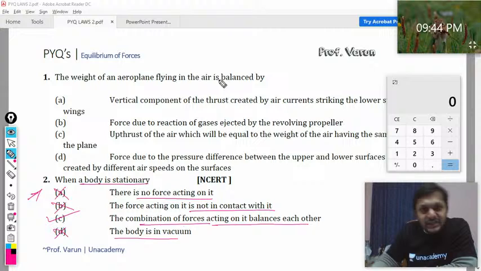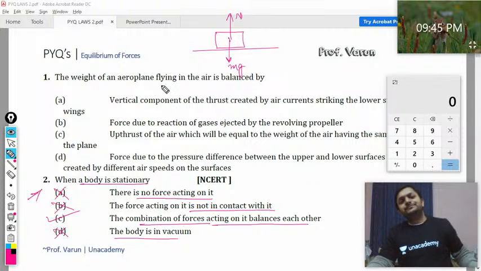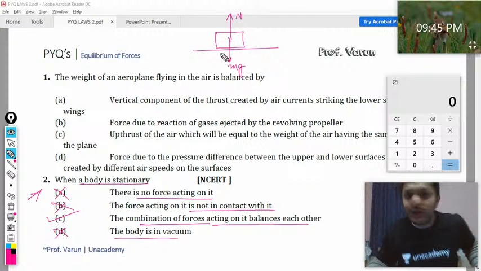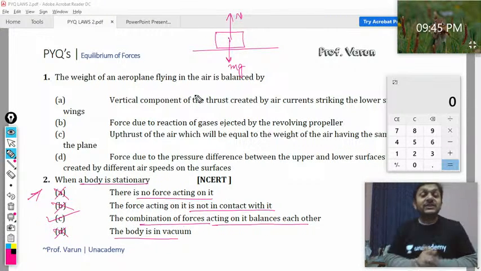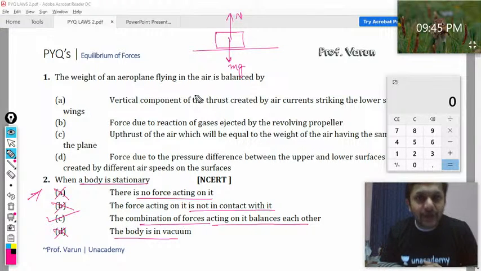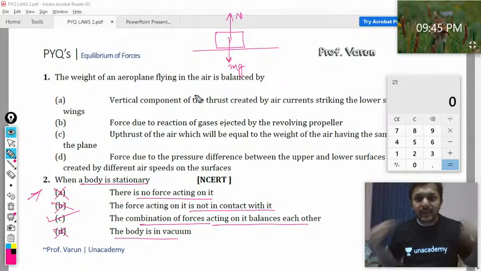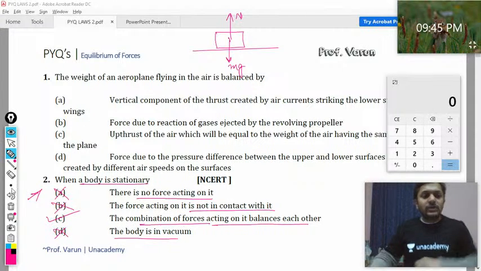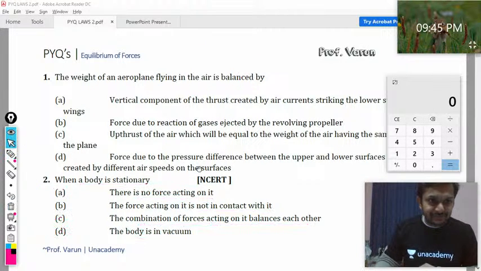So what actually happens is, for example, this is a body which is kept on a table. Now this is stationary, there is a weight mg and there is a normal reaction N. So N will be equal to mg. So that becomes the equation. So you can always say that the combination of forces acting on it balances each other. So that is the correct answer. So let us now move to the next question.